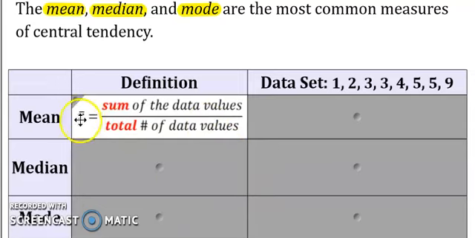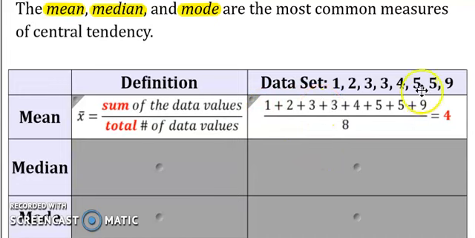The symbol for this, for mean, is X with a little bar over the top. So if you ever hear me say X bar, that's what I'm talking about, the mean. So for this particular data set, we add everything up. There's 8 total numbers. The mean, or the average, would be 4.